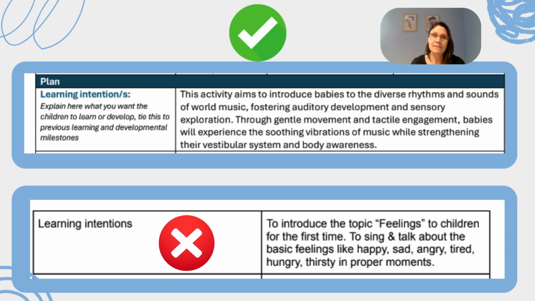It starts in infancy, so that's what is included in this learning intention. And the second one is to introduce the topic of feelings to children for the first time. This activity plan was actually written for 4 or 5-year-olds. The idea of feelings for 4 and 5-year-olds: they have already been introduced to feelings.